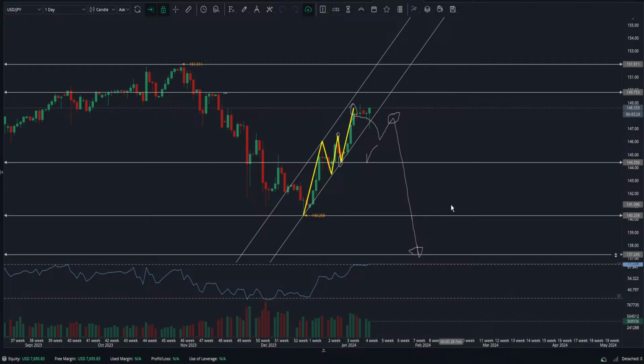So what is the next level of resistance? 149.75 in my charts is a very crucial level, and on the downside we have a potential support around 144.35. But if the price rises from here, then the low of this particular candle which is trading right now will become a potential support.